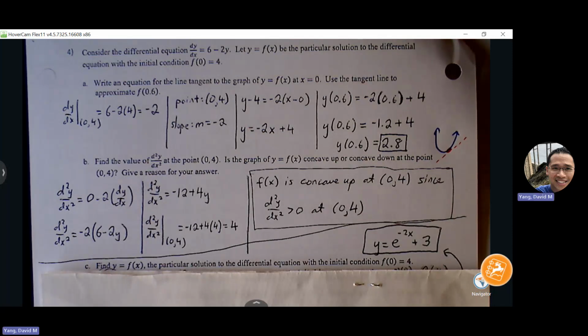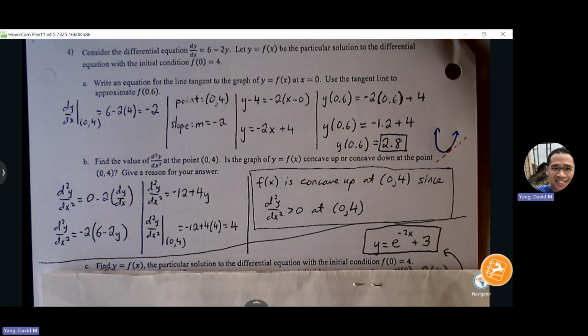Part B says find the second derivative. So we have dy/dx. If I want to find the second derivative, I get d2y/dx2. I have to go through a power rule on the right side here. 6 becomes 0, negative 2y becomes negative 2 dy/dx. dy/dx is the original equation. So if I replace dy/dx with the original equation, there's my second derivative in terms of y. I can use that to plug in my ordered pair and get a second derivative value of 4.